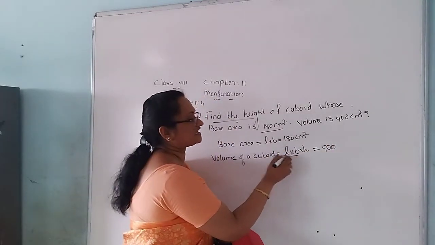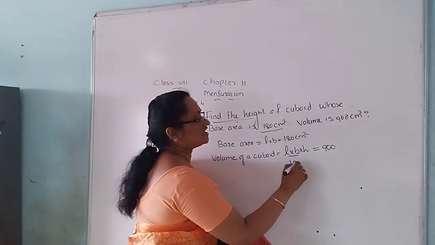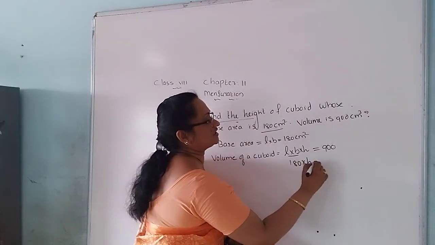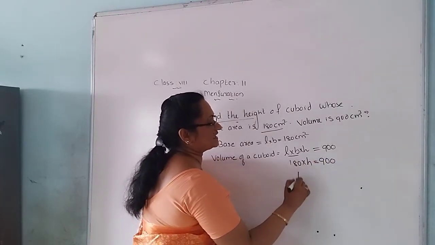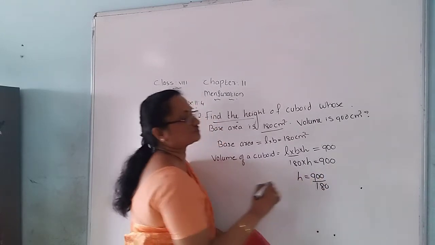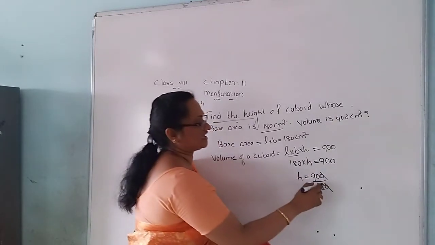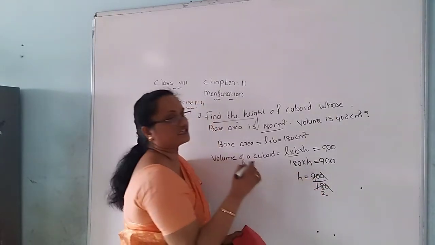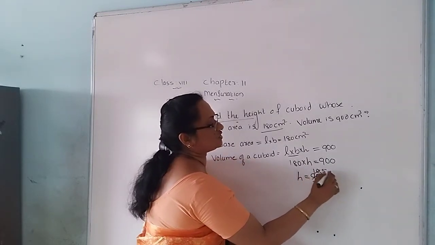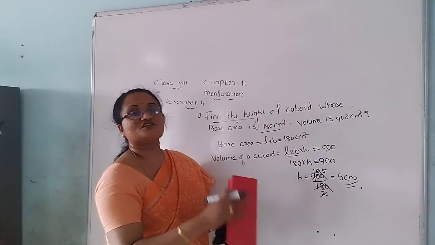But the base area we know. Length into breadth, just the step before, is given as 180. But our aim is to find the H value. Find the height value. 180 into H is equal to 900. So H is equal to 900 divided by 180, the multiplied 180 goes to the denominator. Zero and zero cancel. Then 9 table, 2 times 9 is 18, 90 how many times? 10 times. 2 and 10 cancel. So the height becomes 5 centimeter. 5 centimeter is the height of this cuboid.